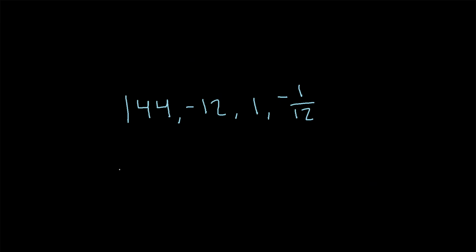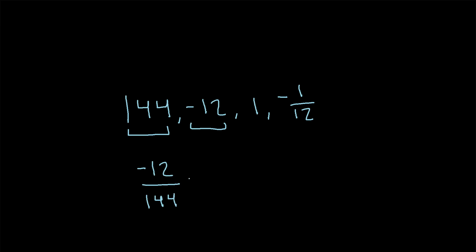Okay, let's try another example. Let's say we have the series 144, negative 12, 1, and negative 1/12. How can we find the common ratio? Well, once again, we can just pick any number we want in the series and divide it by the previous number. So let's say we pick negative 12, and we divide that by the previous number of 144. Negative 12 divided by 144, that's the common ratio.